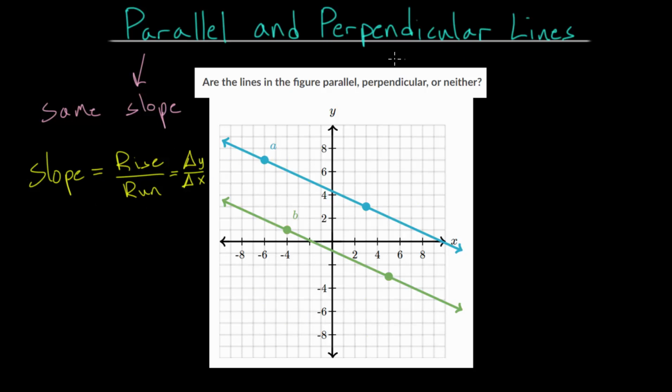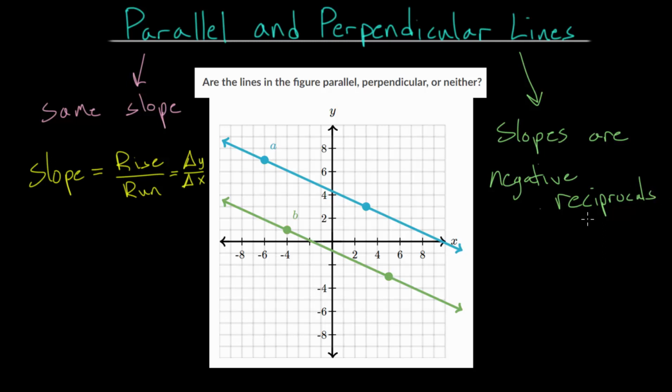And for perpendicular lines, it's a bit more complicated. So for these lines, we can say their slopes are negative reciprocals of each other. And a reciprocal, remember, is just a fraction flipped over. So if we know the slope of one of the lines, we write it as a fraction. If it's a whole number, we put it over 1. Then we flip that fraction and make it negative.